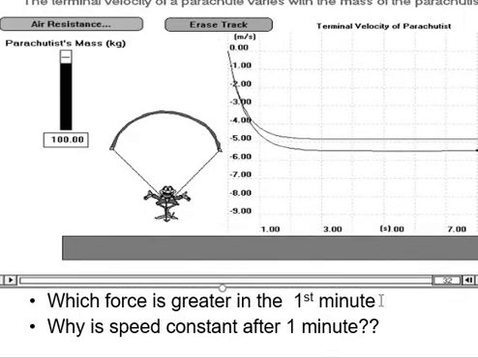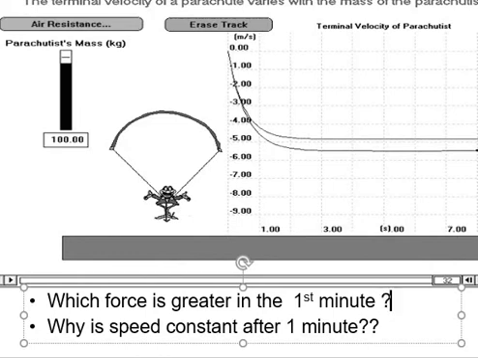Which force is greater in the first minute? Can you answer that in your book? Which force is greater after 1 minute? Answer in your book and give a reason why. Pause the video.